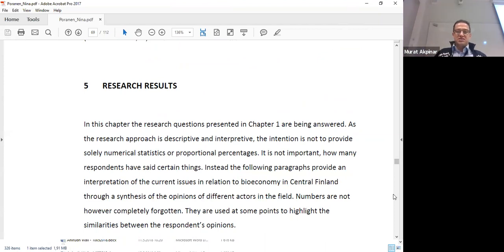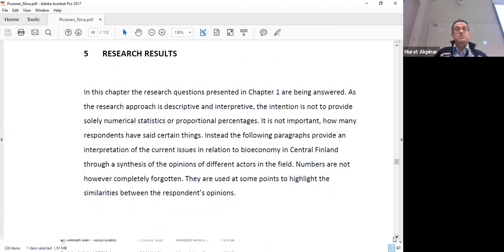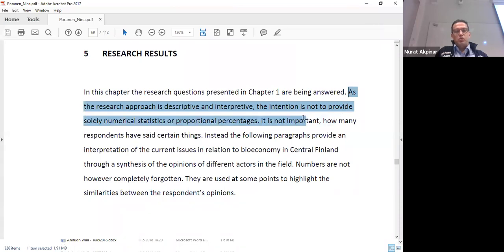And look what she has written. This is quite good. The point that I was mentioning about another thesis: as the research is descriptive and interpretive, the intention is not to provide numerical statistics or percentages. It's not important how many respondents have said certain things.